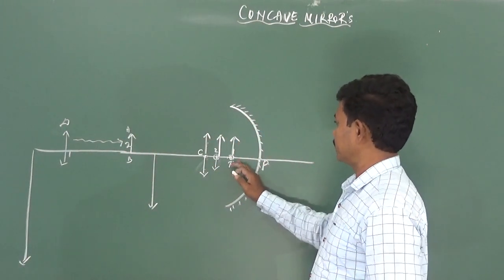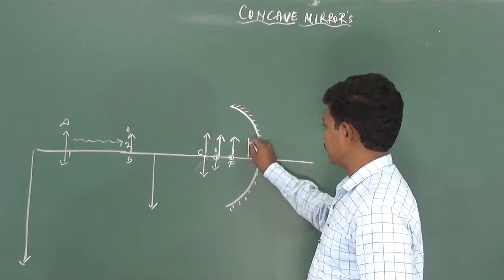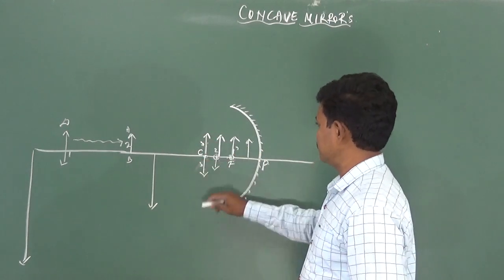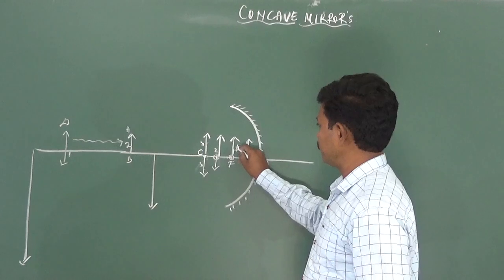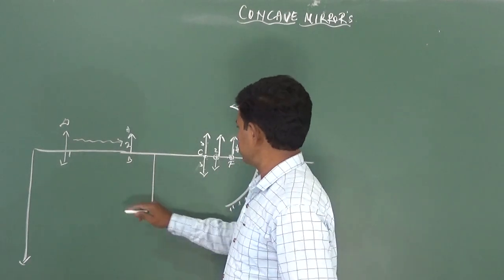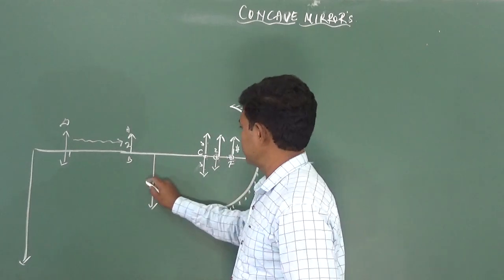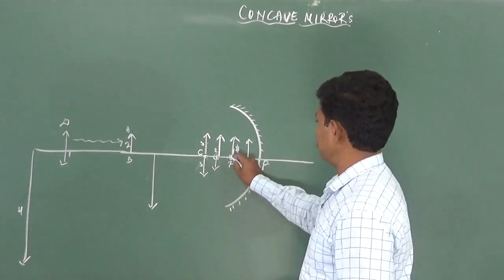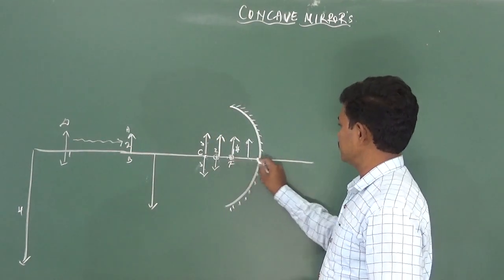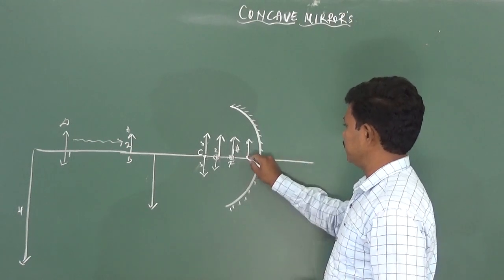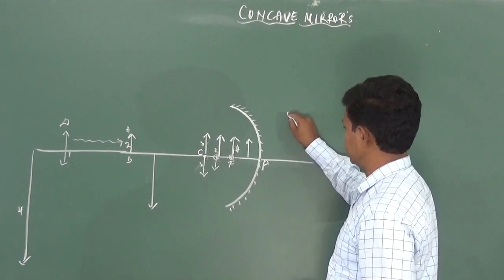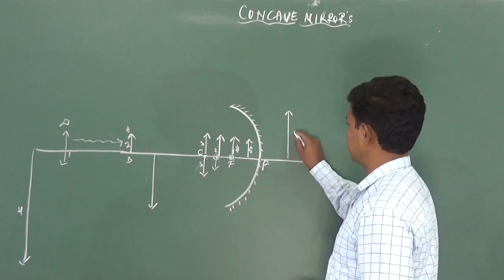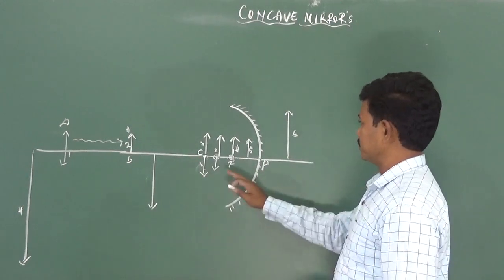When you keep the object in between F and P, at this particular point, let us take it as the third object. Its image is the fourth one. When you keep the object in between F and P, the image will be formed beyond the mirror, which is virtual and erect. The image will be formed here. You can take it as the sixth image. So this is how it is formed.